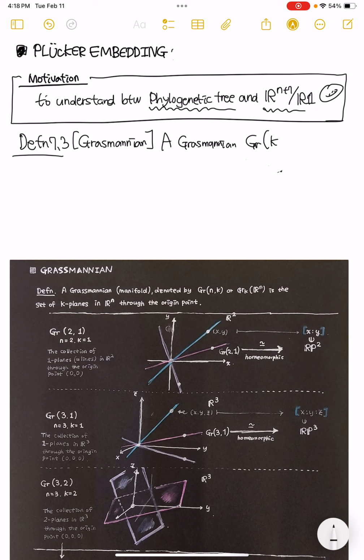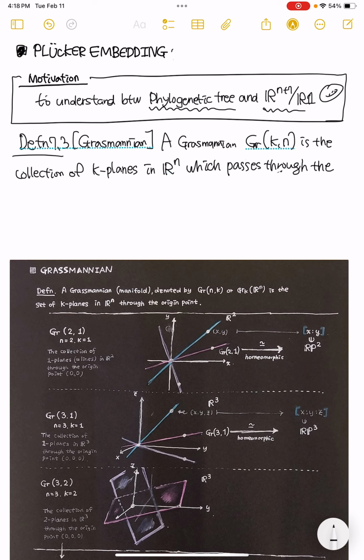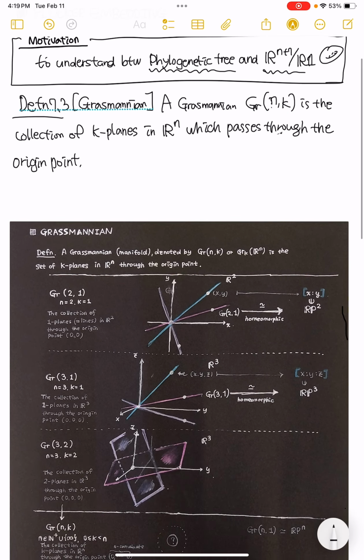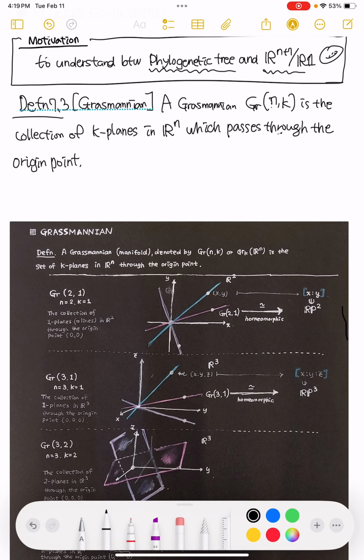Denoted by G(R, k, n), it is the collection of k-planes in R^n, but the k-planes pass through the origin point. So that is the notation.